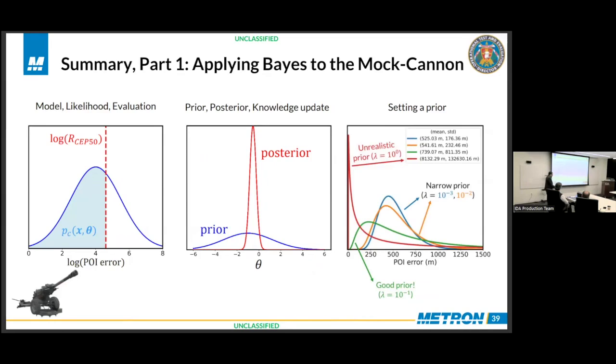Okay. So in summary, we talked about a few things. We talked about setting up a model, a likelihood, evaluating that model by integrating that likelihood. We talked about how to do that knowledge update for the Mach cannon, going from a prior to a posterior, and one potential way you could be setting a prior.